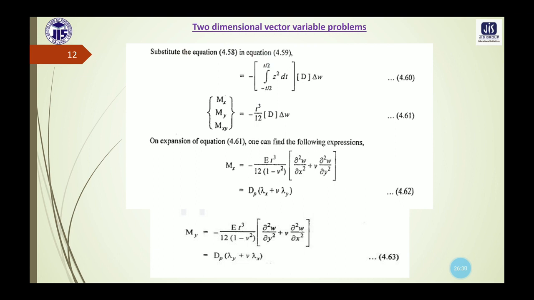Now on expansion of equation 4.61, we find that Mx equals minus E t cube by 12 into 1 minus nu square multiplied by del 2 w by del x square plus nu del 2 w by del y square. So this is our equation number 4.62.